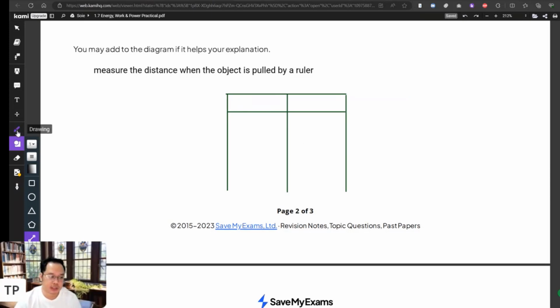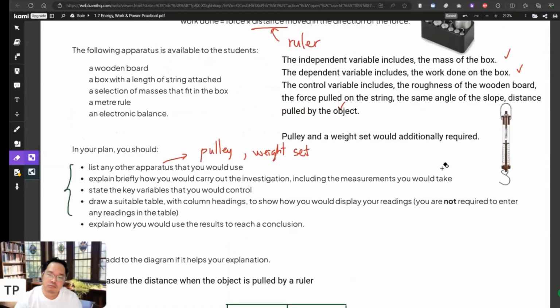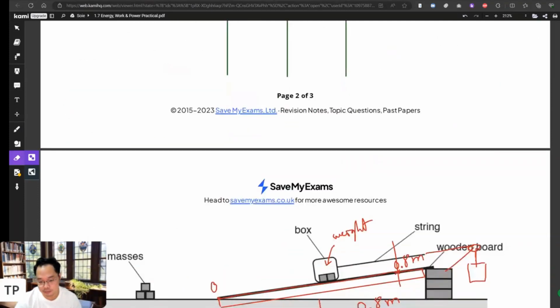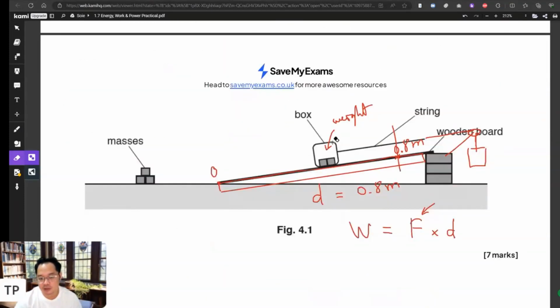Okay. Please type in mass here, the mass of the things, the weight in the box. And secondly, the force on the second column. Isn't the force the same though? No, the force will be different depending on the mass inside the box that you pull up. Because the heavier the mass that you put inside the box, the greater the force that you need to provide to pull the box.